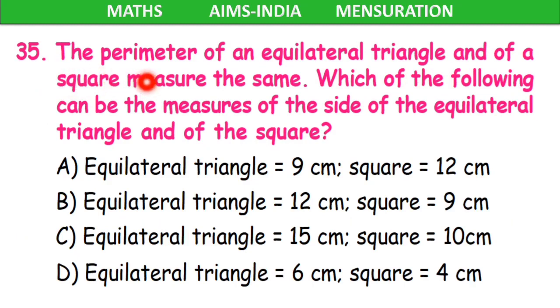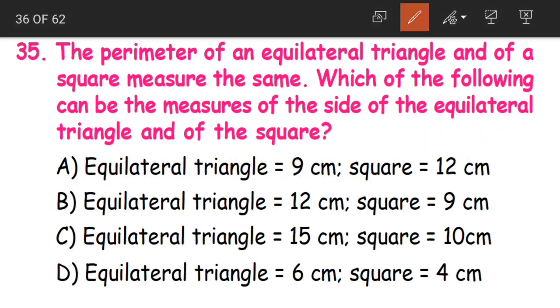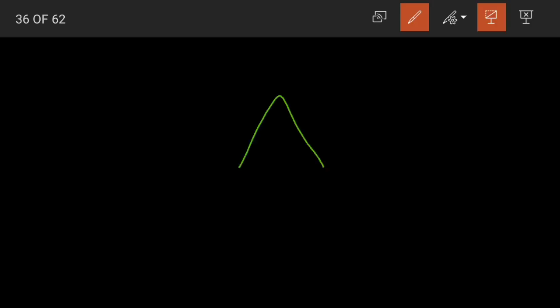Next question 35. The perimeter of an equilateral triangle and of a square measures the same. Now which of the following measures of the side of the equilateral triangle and of the square can be correct? What are they saying? Equilateral triangle. We already know what a triangle is. Now what is this equilateral triangle? Equal. Can you see the word equal here? Yes. So an equilateral triangle is a triangle whose three sides are equal.